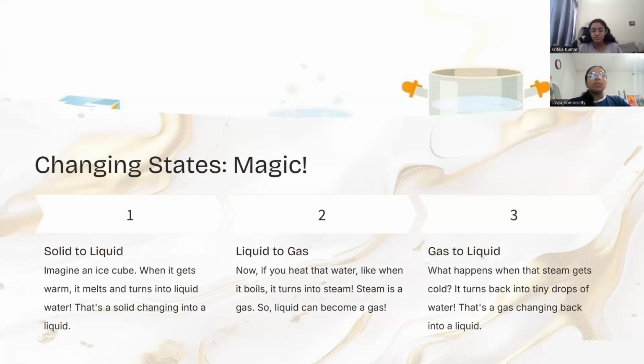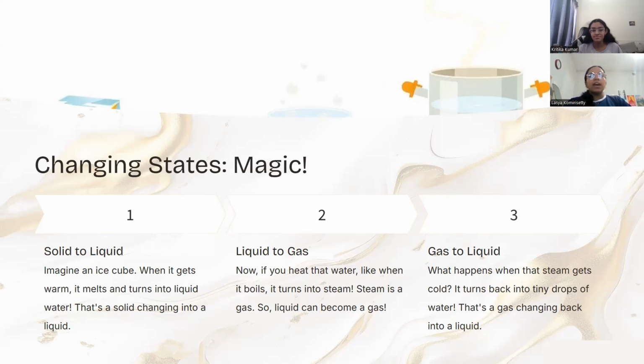There's also how a liquid can change into a solid. So, for example, if you take a cup of water and put it into your freezer, it turns into a solid, or an ice cube, right? In that container. So that's an example of how liquid turns into a solid.